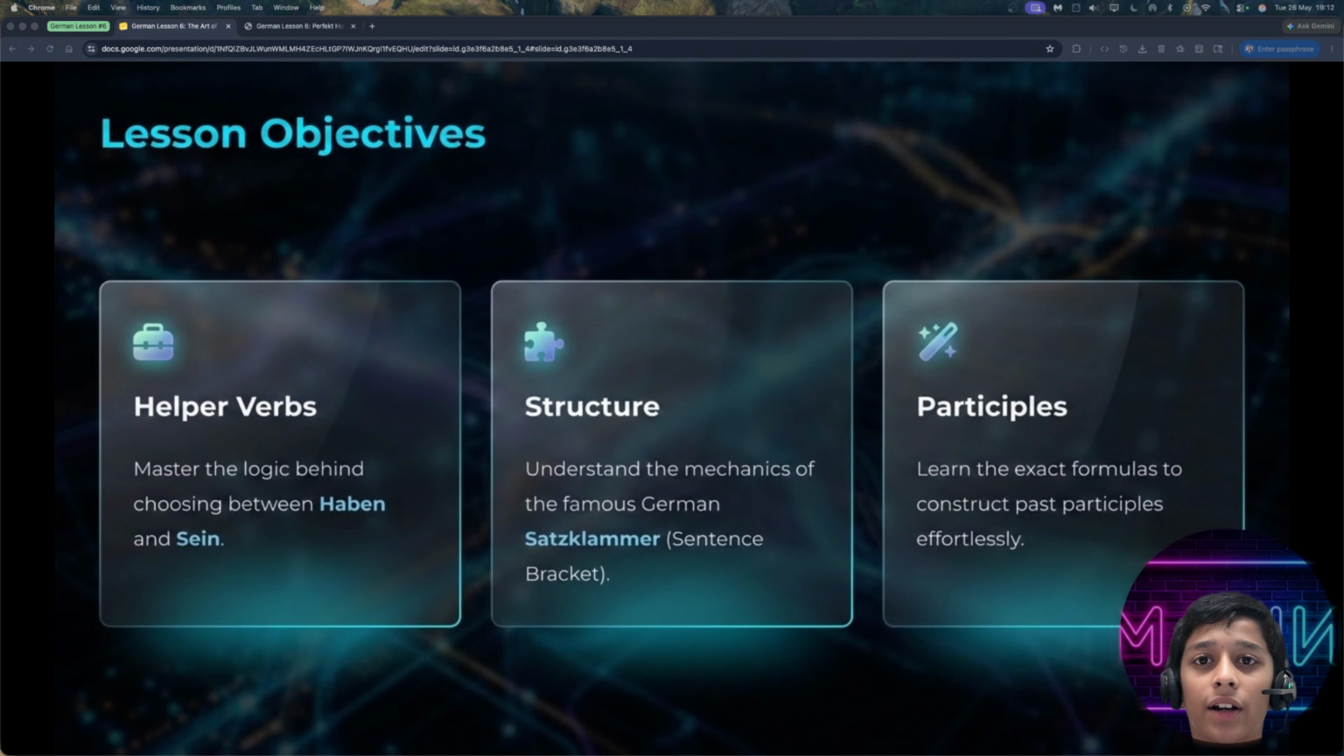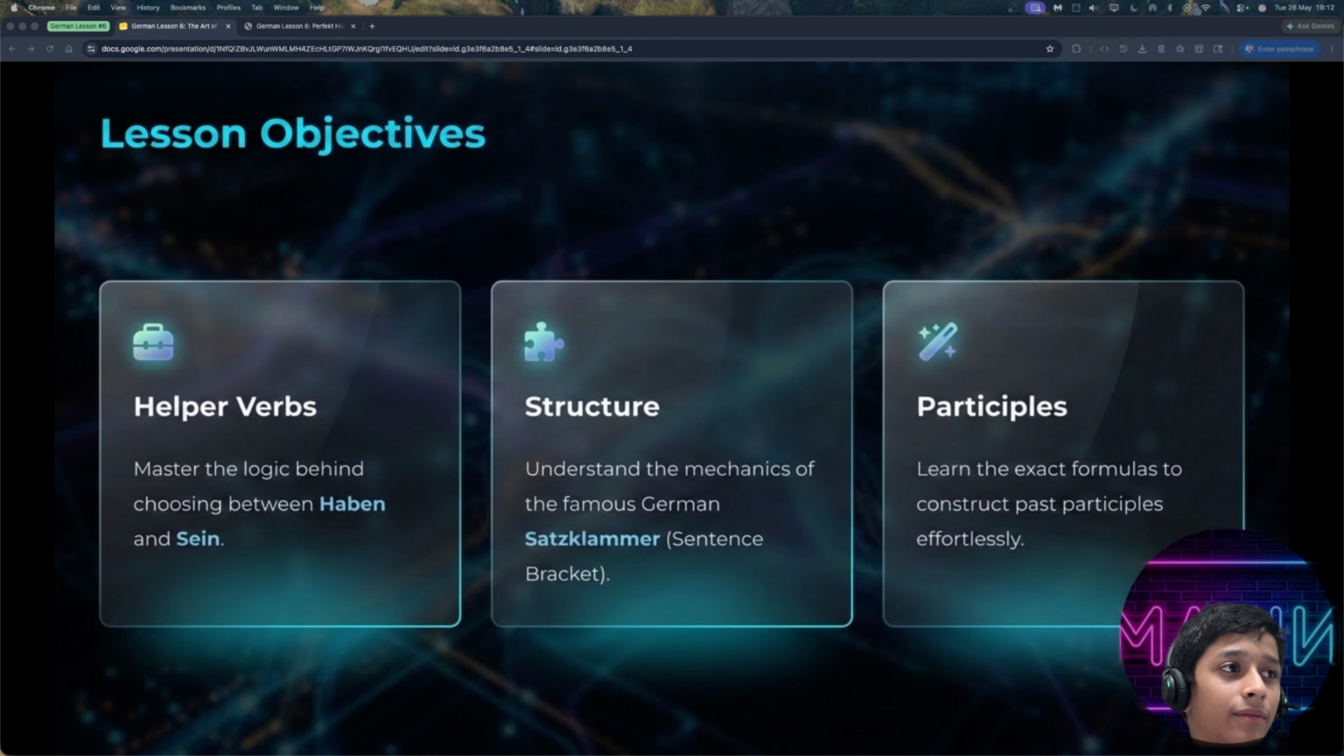So here's what we are covering today. Just three things, but they are the right three things. 1. The helper verbs, because you can't build the past without them. 2. This fascinating sentence structure Germans use that unlike anything in English. And 3. How to actually form the past participle, the action verb that sits at the end.